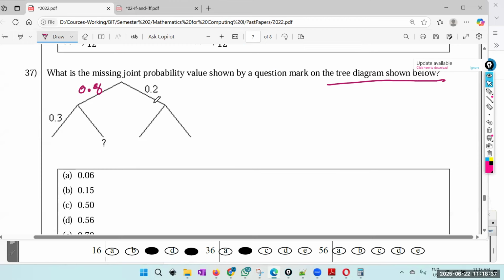Right? Because probability must be, if this is 0.2, this must be 0.8, right? And if this is 0.3, this must be 0.7. So then what should be this value? 0.8 into 0.7, right?